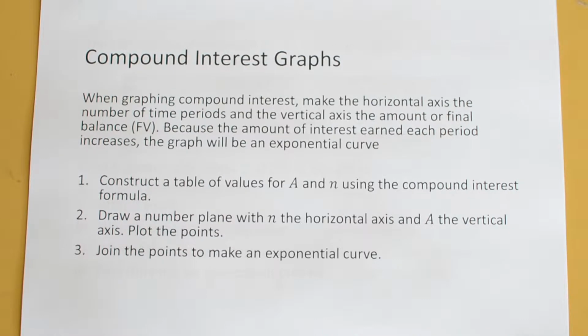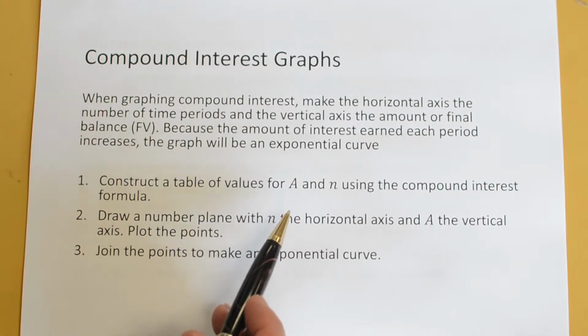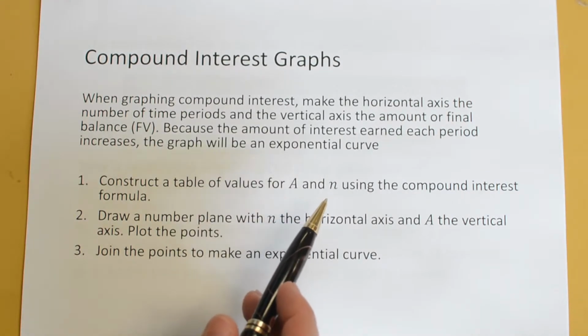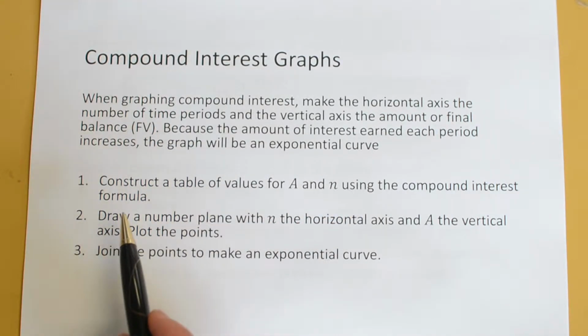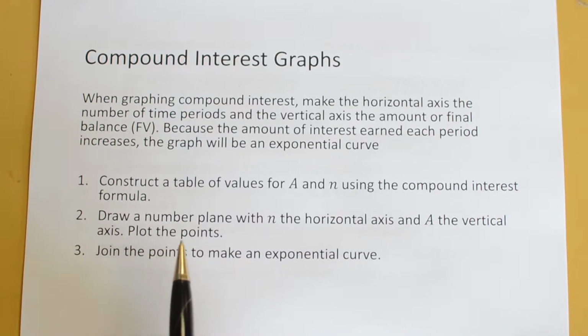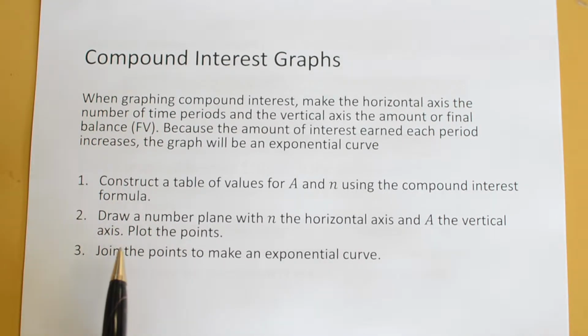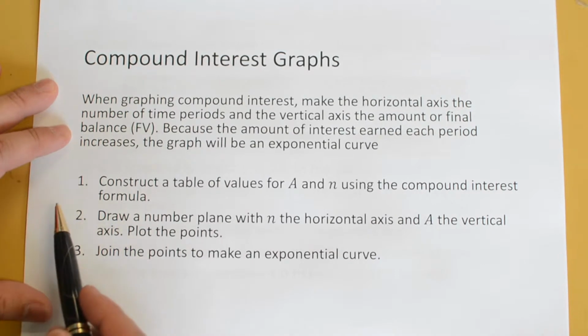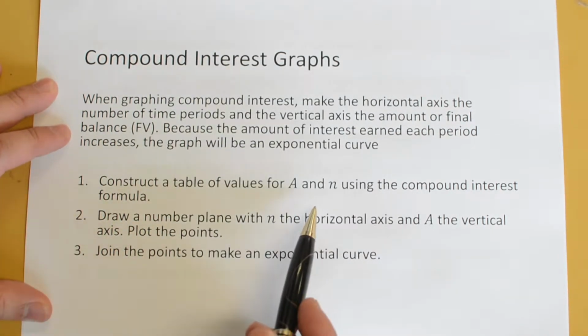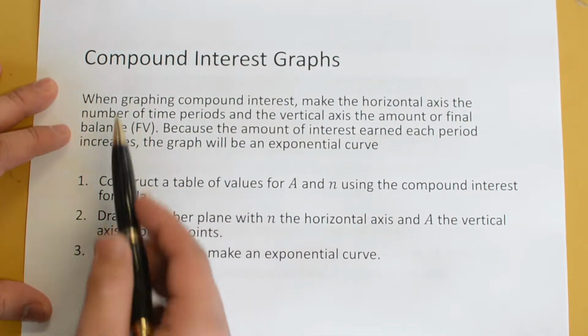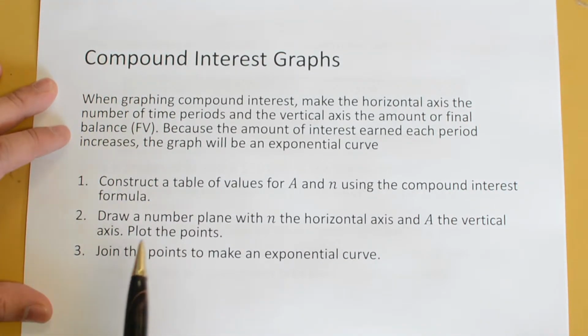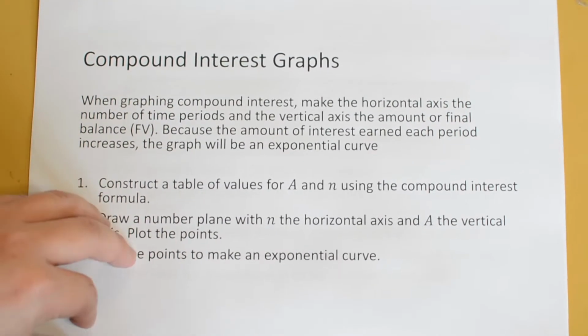To draw a compound interest graph, you can construct a table of values for your amount, which is your principal plus the interest, and n, which is the number of periods, using the compound interest formula, A equals P multiplied by (1 plus r) to the power of n. Step 2 is to draw a number plane, with the x-axis being n and the y-axis being the amount. You plot those points from your table and then join them to make an exponential curve.